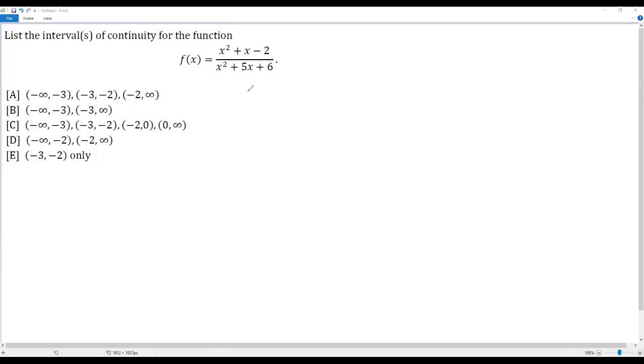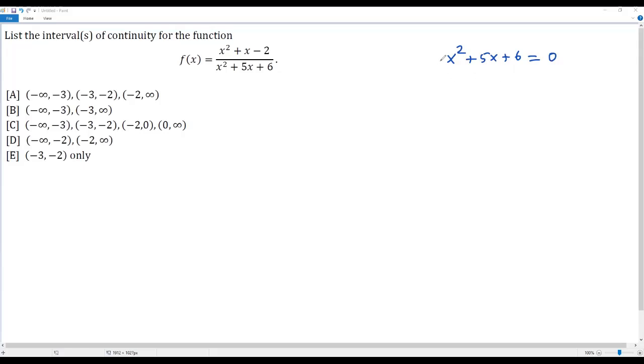So now to find the intervals of continuity for this rational function, my first work is to find the values of x which make the denominator 0. For that, I have to equate the denominator, that is x squared plus 5x plus 6, to 0 and solve for x. Now it's a quadratic equation, and if I solve this quadratic equation, I'll get two values for x. I think we can solve this quadratic equation by factoring.